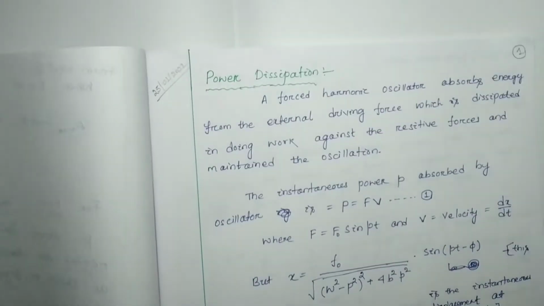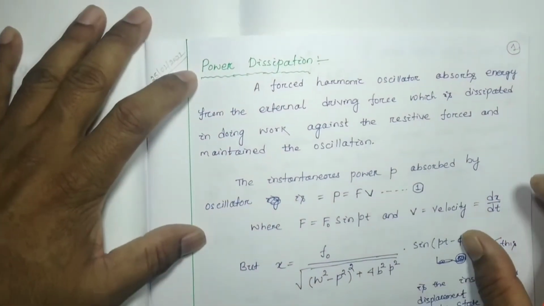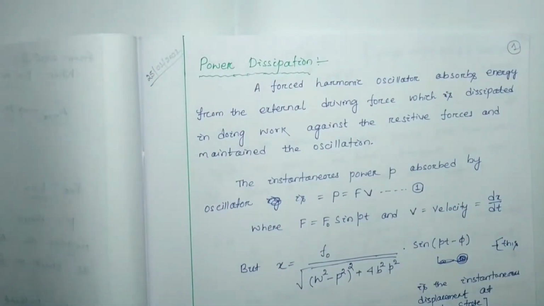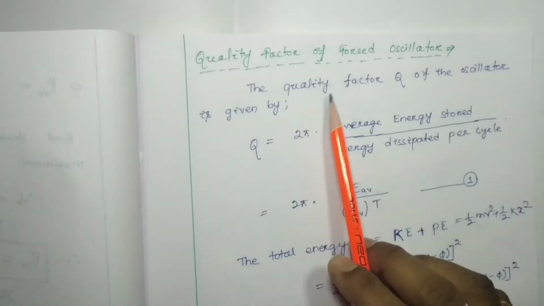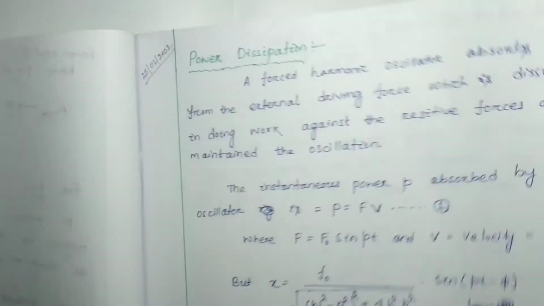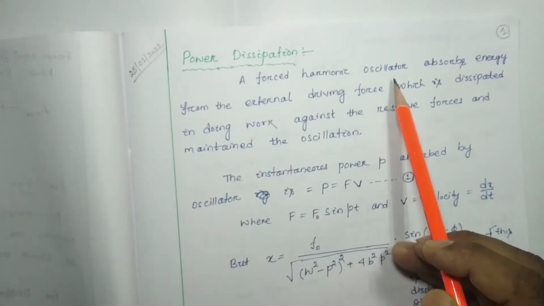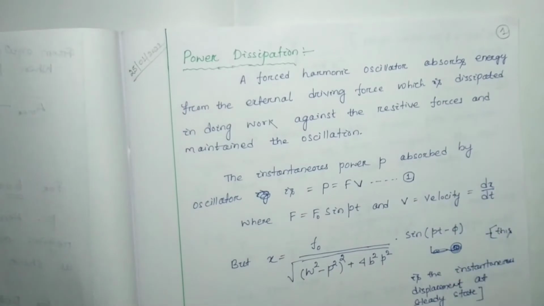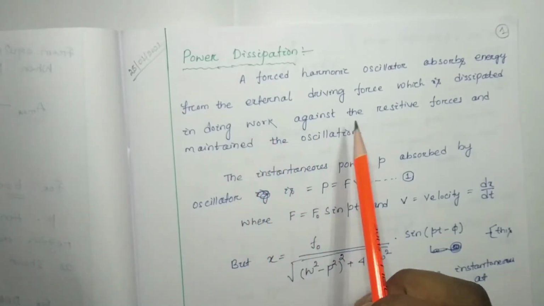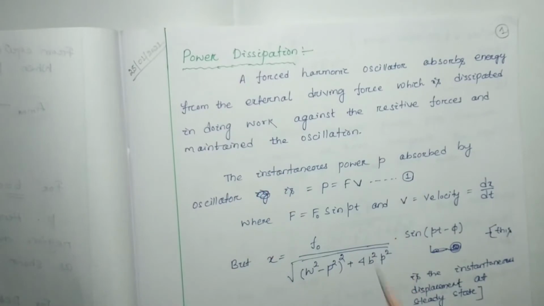So today we are going to discuss power dissipation and quality factor of forced oscillator. As per the definition, a forced harmonic oscillator absorbs energy from the external driving force, which is dissipated in doing work against the resistive force and maintaining the oscillation.